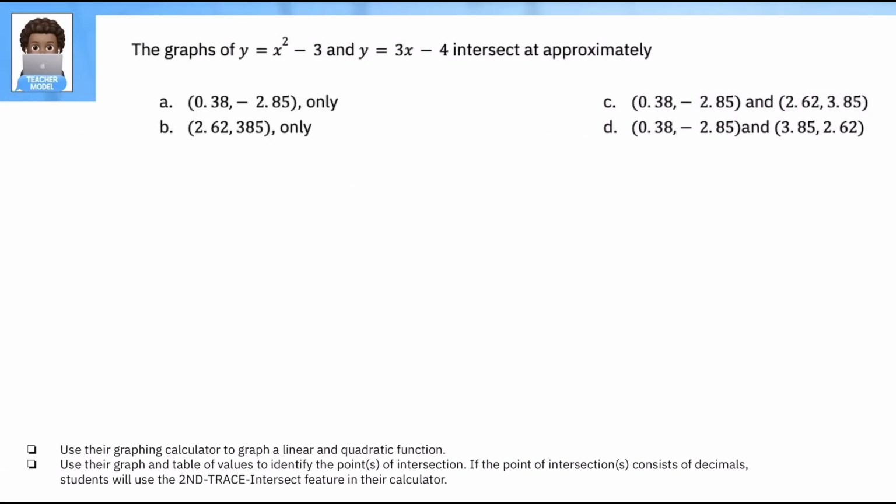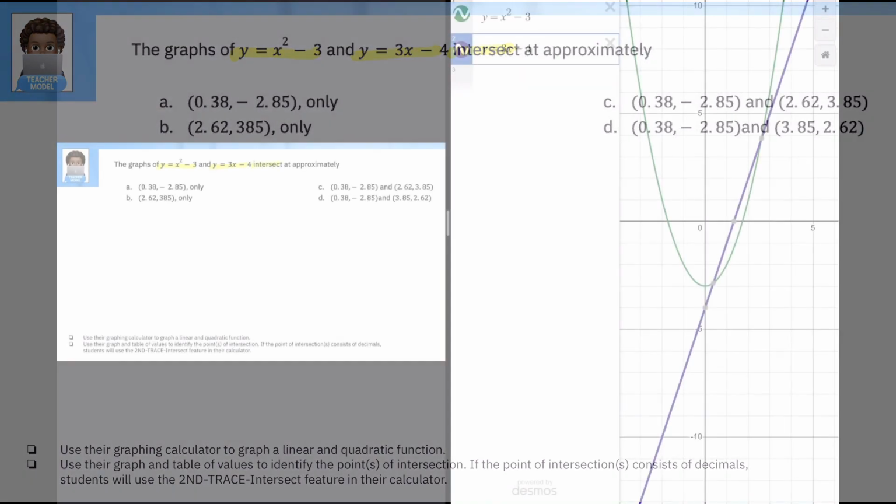Okay, let's try one out before we get to our checkpoint. Here, try to graph these two equations on your graphing calculator or using Desmos and identifying where they intersect approximately. Notice they are decimals, so if you have your graphing calculator, use that trace function to really find out about where is that point. And if you are using Desmos, you're probably going to have to zoom in. So hit pause, get to work, and we'll do the spoiler reveal in a moment.